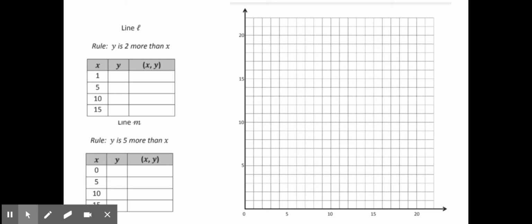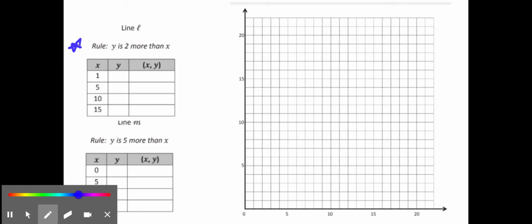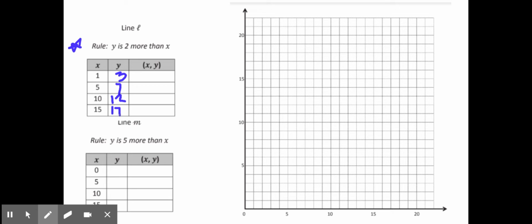All right, so when I'm given two tables like this, my first rule is y is 2 more than x. To create these points, I have to first find the y. So what's 2 more than 1? Well, that would be 3. 2 more than 5 is 7, 12, 17. So then that's how I get my points. So I would have (1, 3), (5, 7), (10, 12), and then lastly (15, 17).